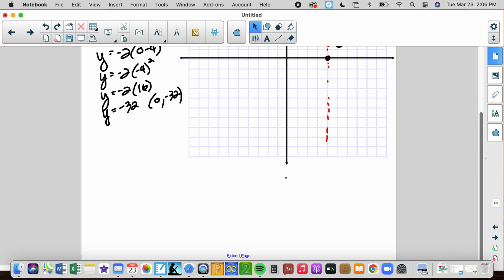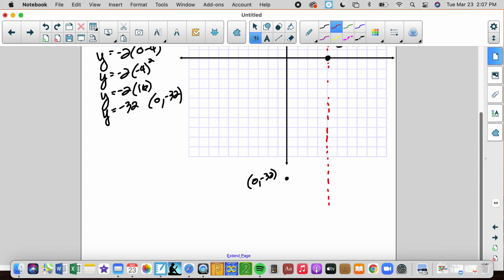Yowzers. So I'm going to make a point down here. It doesn't have to be exactly 32 away. I'm going to write 0, -32. Now, if we're going to write its mirror point, we can do that even though 32 is way down there, even though I haven't counted off 32. I know that it is 1, 2, 3, 4 away from the axis of symmetry.